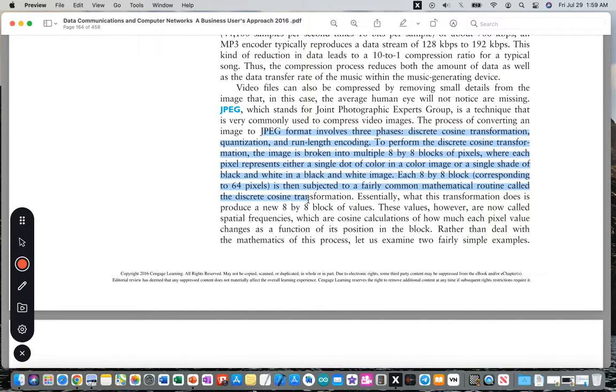called discrete cosine transformation. Essentially, what this transformation does is produce a new 8x8 block of values. These values, however, are now called spatial frequencies, which are cosine calculations of how much each pixel value changes as a function of its position in the block. Rather than deal with the mathematics of this process, let us examine two fairly simple examples.